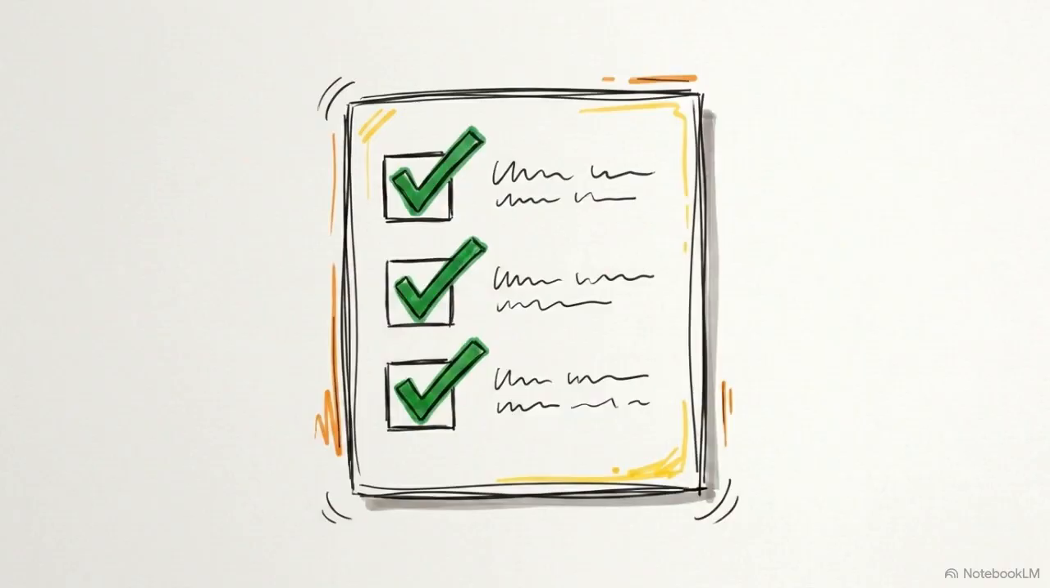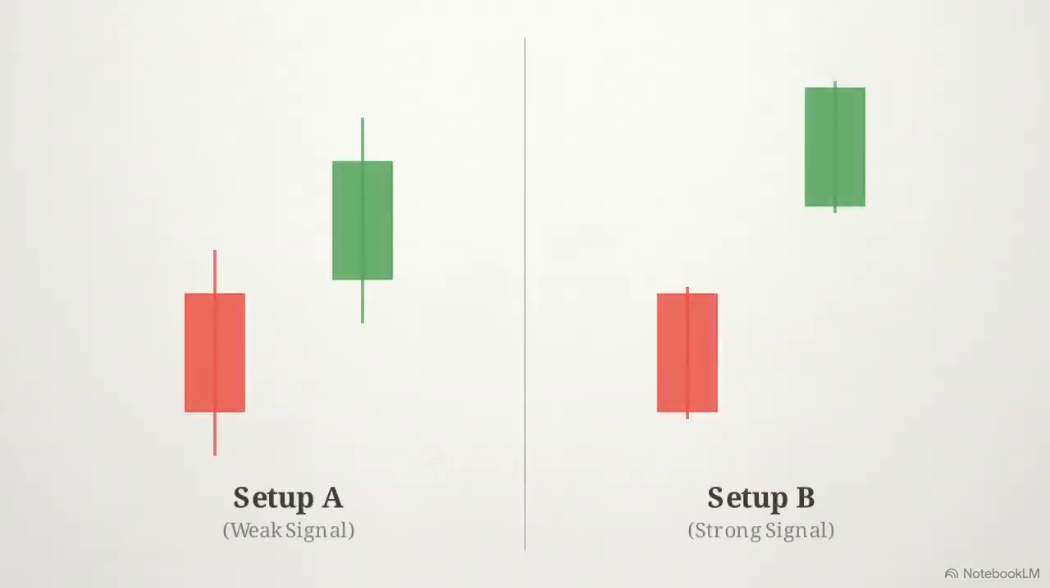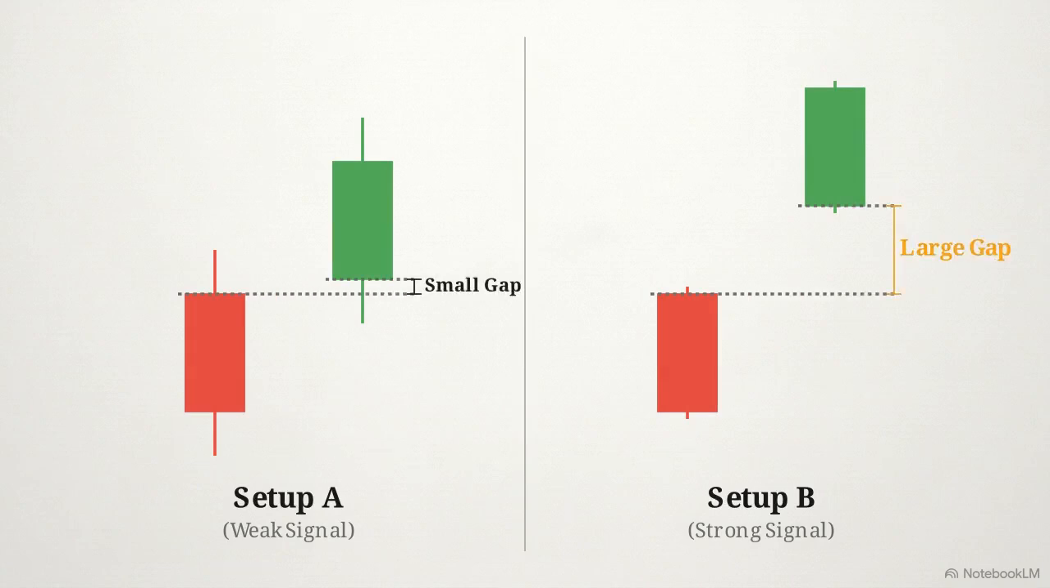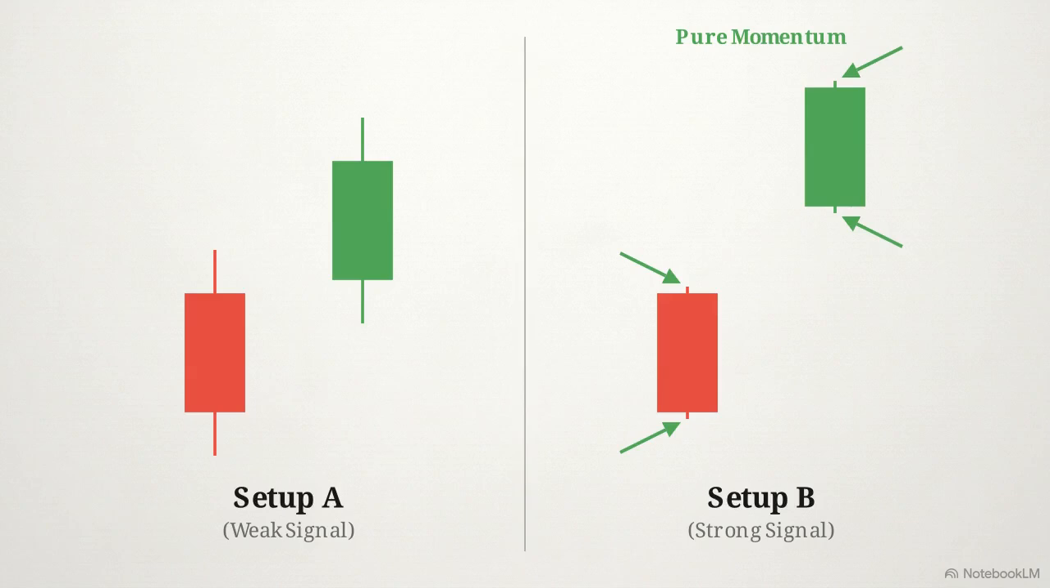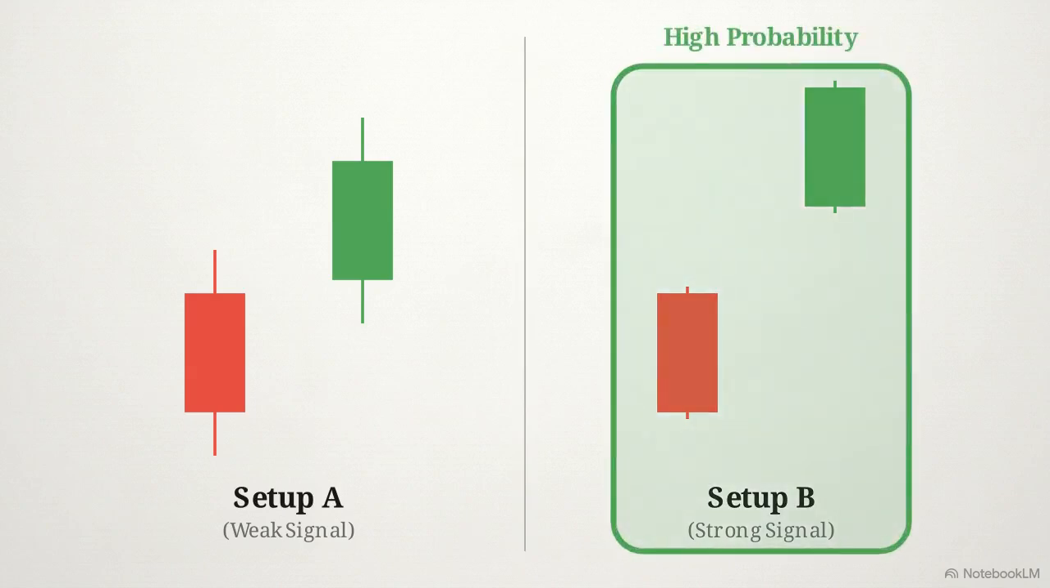To increase the reliability of your trades, you can use 3 specific confirmations to filter out weak setups. First, the larger the gap between the candle bodies, the stronger the signal. Second, look for candles with very short wicks, like setup B. This suggests that the momentum is decisive and uncontested.